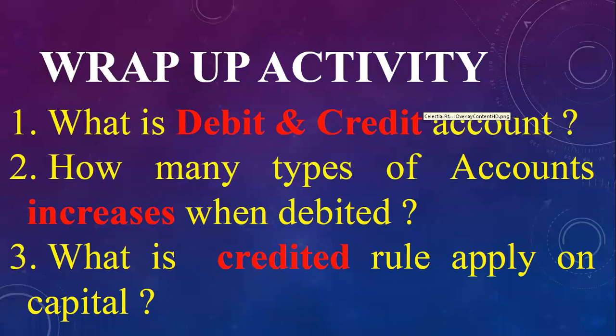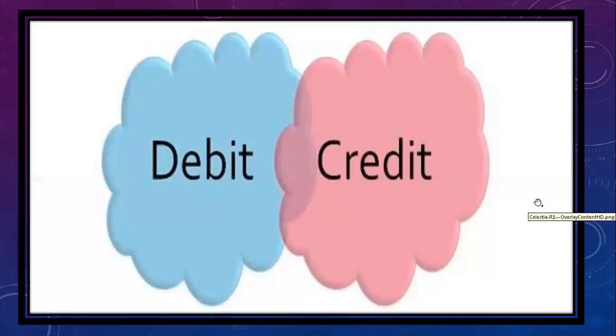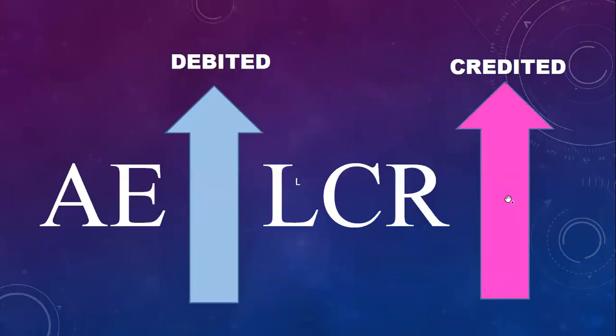So let's proceed towards today's lecture. In the last lecture, we went through what debit and credit are, and we learned the rule of debit and credit, and we have to follow the increase and decrease pattern of writing debit and credit. We have learned this, and again in today's class, I want you people to revise it.